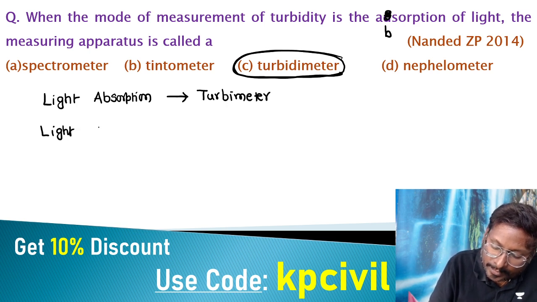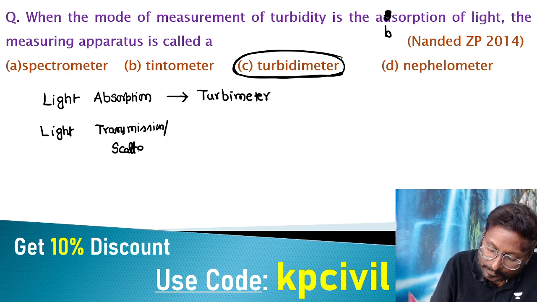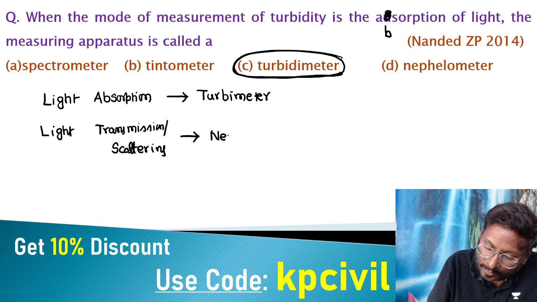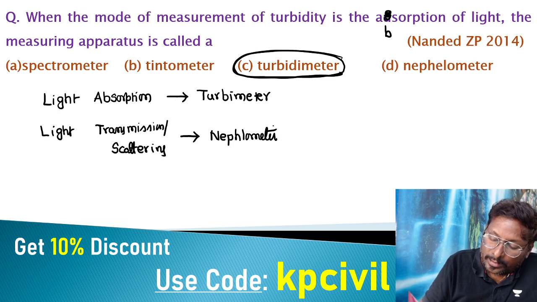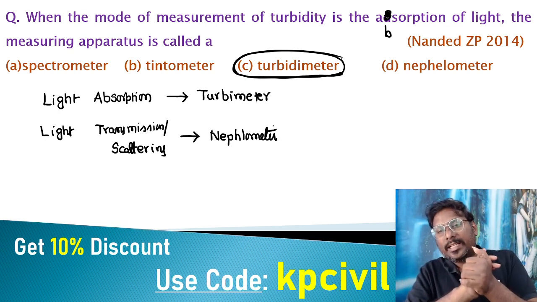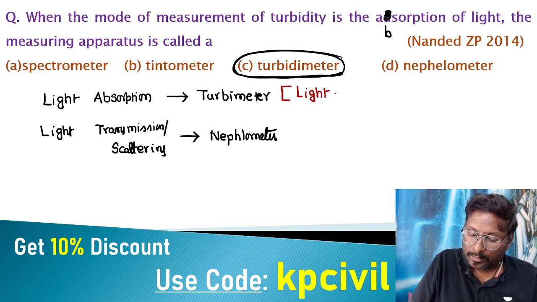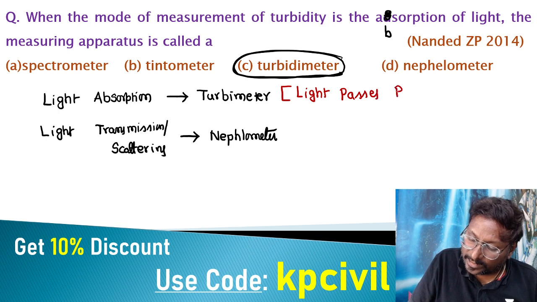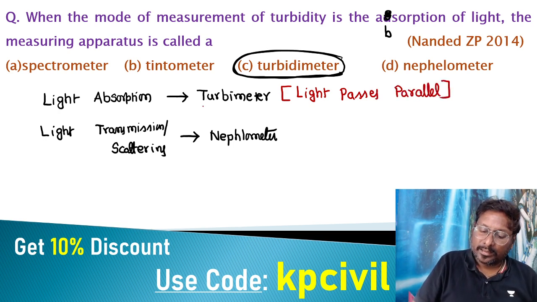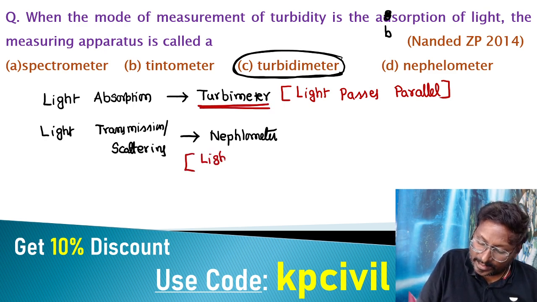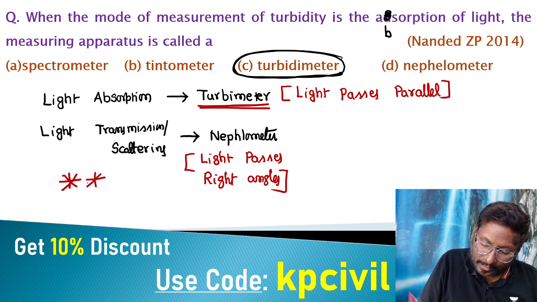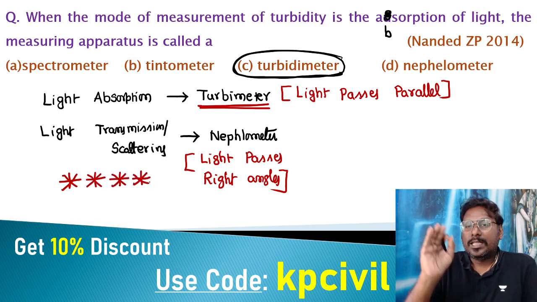Light scattering, light transmission, scattering phenomena: nephelometer. If the emitted light passes parallel to the incident light, it is a turbidimeter. Light passes parallel to the incident light, turbidimeter. Light passes at right angles, perpendicular, to the incident light, nephelometer. So this is very important. Light passes at right angles, nephelometer. Light passes parallel, turbidimeter.